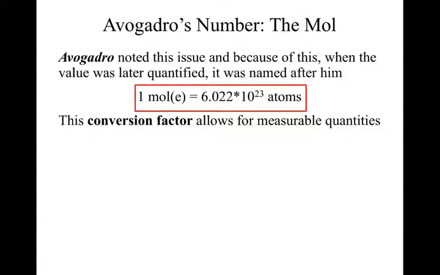And this is where Avogadro's number comes into play. Avogadro noted this issue. He said, well, if things are too small, we can't measure them in the lab, we're going to have to come up with some system for this. So when the value was later accurately quantified, we assigned his name to it as Avogadro's number. And what we decided to call it was a mole. As an instructor, I prefer MOL as opposed to MOLE. I don't know why, that's just the way I grew up with it, so be aware of that.